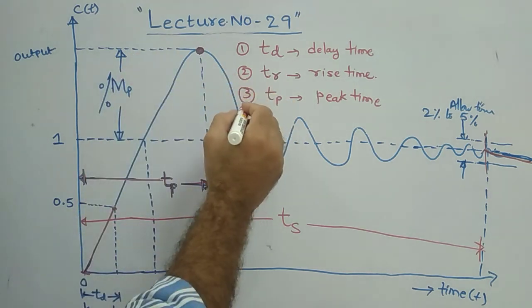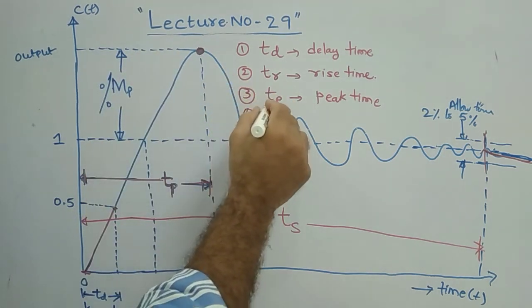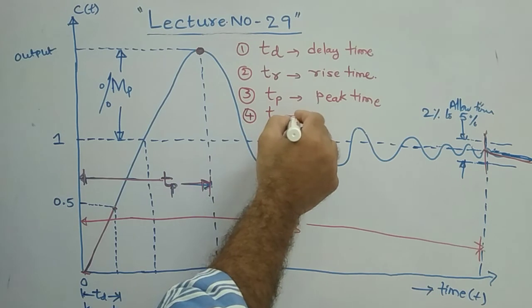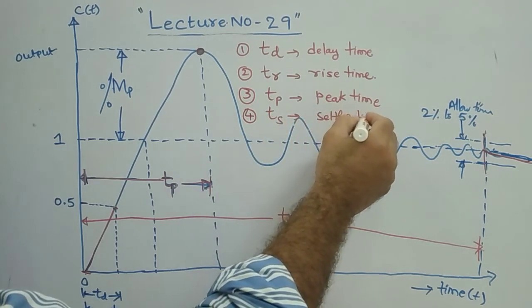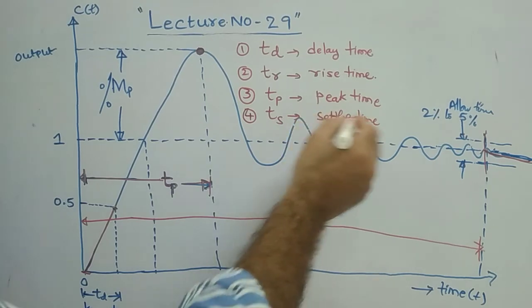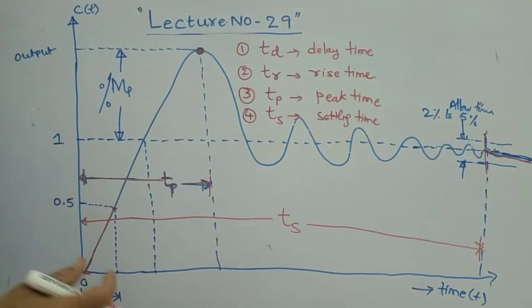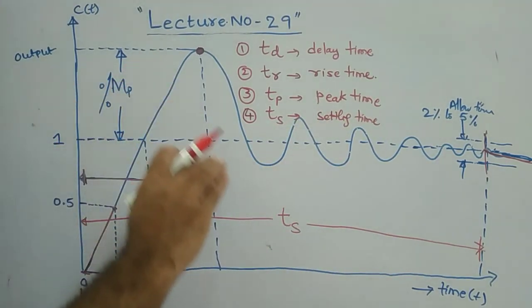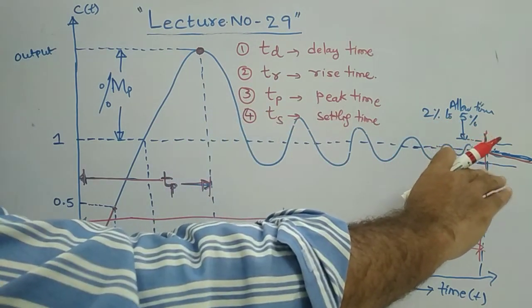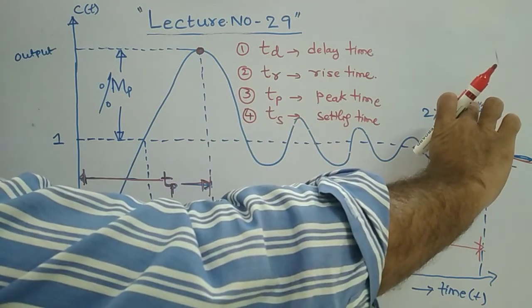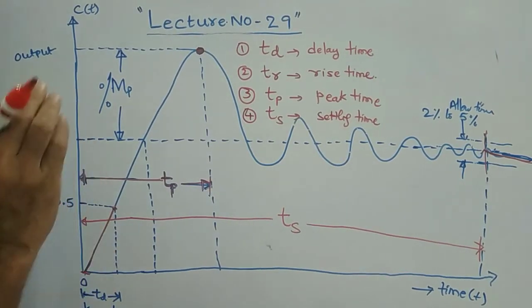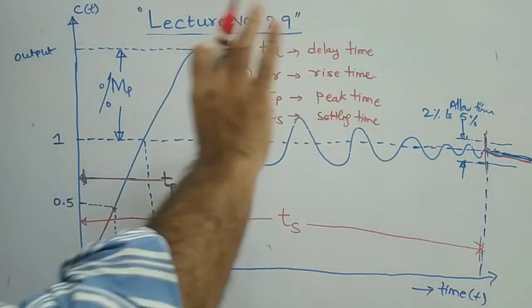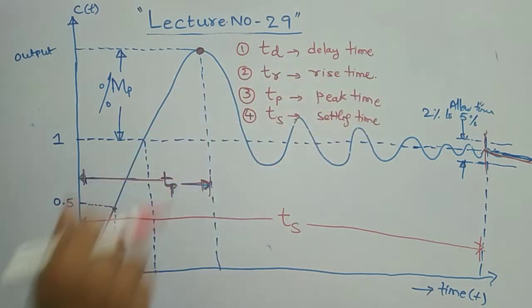What is the fourth one? That is called TS, settling time. What is settling time? Settling time is the time required for the response to settle within the tolerance band of 2% to 5%. The time required for the response to settle is the settling time.